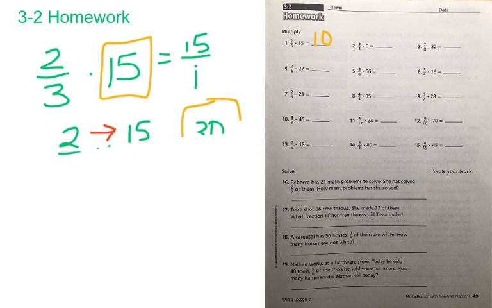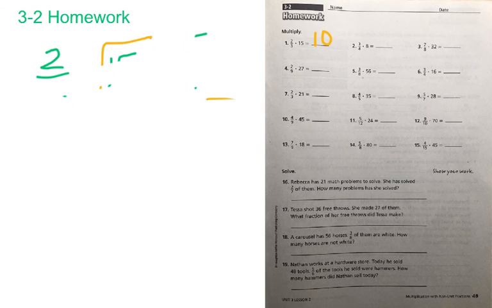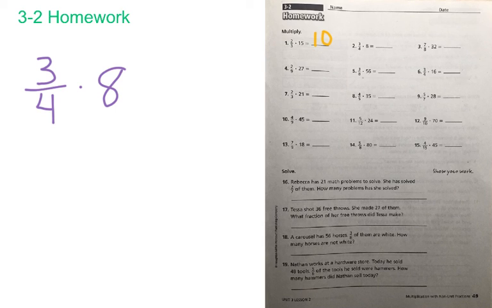Let's practice a few more together just to make sure that you're still with me. Refresh your memory from yesterday and continue on a little bit here. Number 2 reads 3/4 times 8. We have to take that whole number and turn it into a fraction. And in order to turn a whole number into a fraction, again, we take that number and write it over 1. So now what we have is 3/4 times 8 over 1.